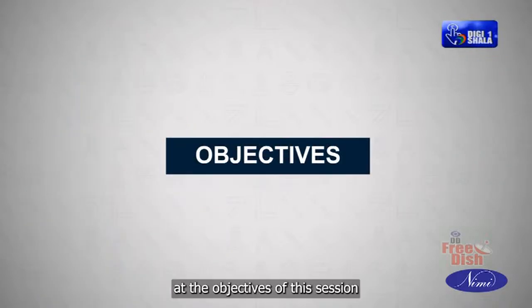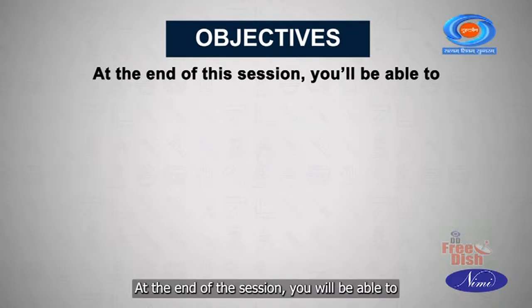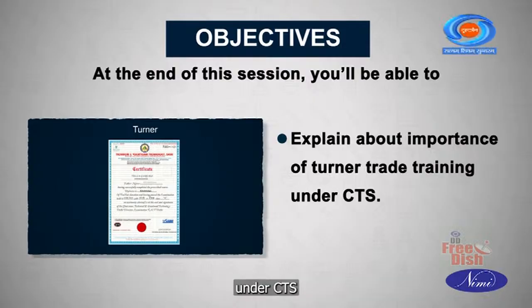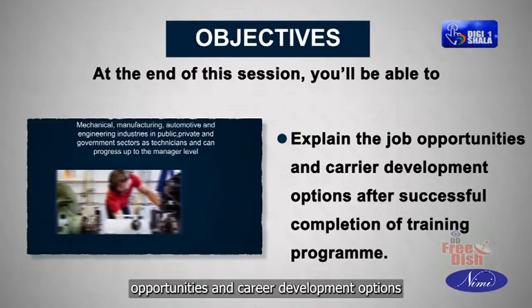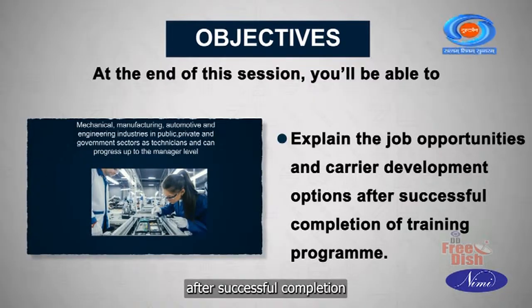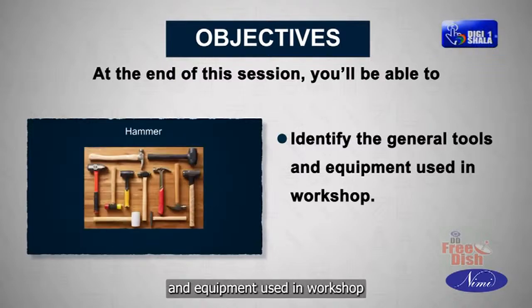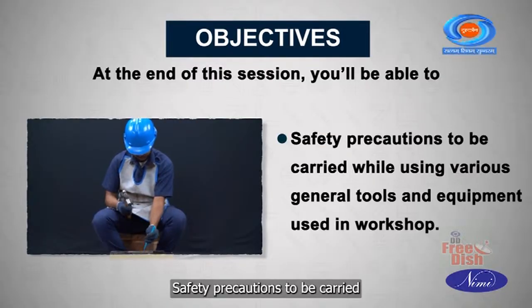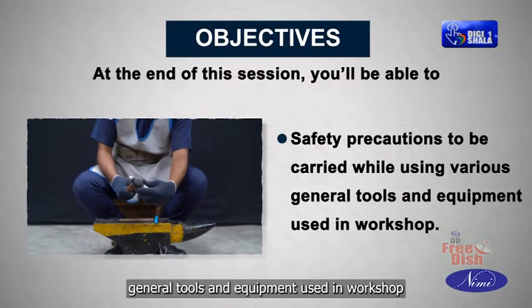Let us now take a look at the objectives of this session. At the end of the session, you will be able to explain about importance of Turner trade training under CTS, explain the job opportunities and career development options after successful completion of training program, identify the general tools and equipment used in workshop, and safety precautions to be carried while using various general tools and equipment used in workshop.